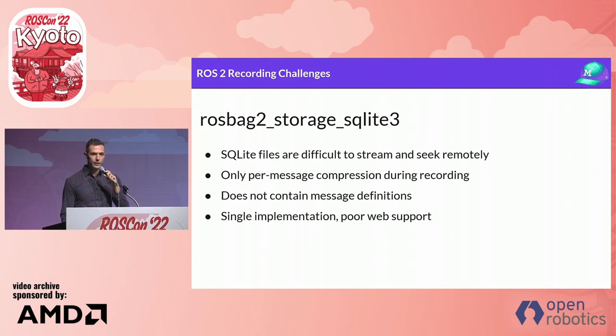They do not currently contain message definitions. So if you've iterated on your robot in the last week, you're working on a different computer, you haven't done a git pull, you can't play back those bag files anymore. And finally, the SQLite library itself has a single implementation. This is generally using bindings to different languages. But in the web story, we have a lot of issues with playing back of files in a browser.